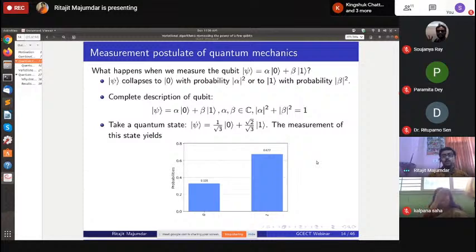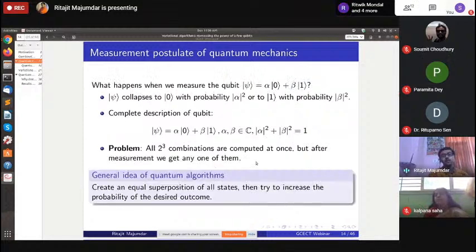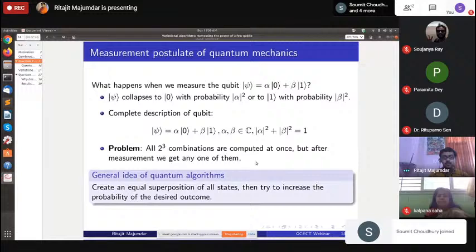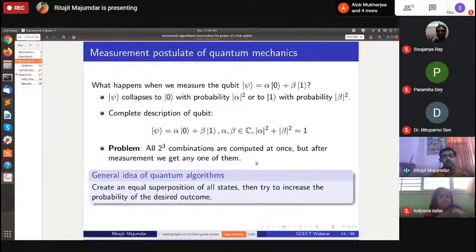So the problem is, although we can compute all the 2 to the power n combinations at the same time, when we measure it, we only get one of them. There is no guarantee that you will get the best solution, because remember that we want the solution 001. I create a superposition and I operate that function. Everything happens at the same time in one single shot. But how do I guarantee that when I measure, the outcome will be 0, 0, 1? Because this is probabilistic. There is nothing you can do about that.